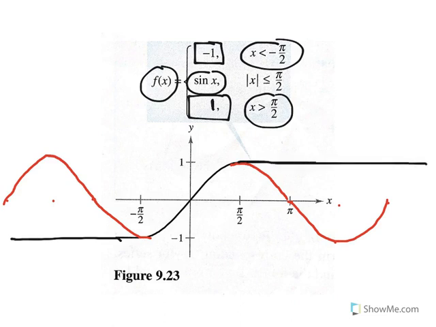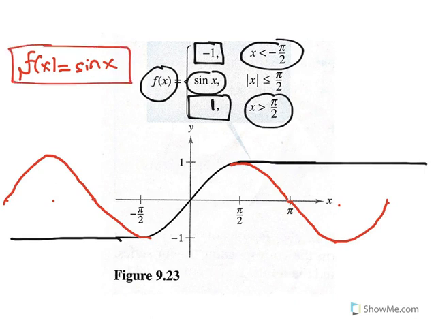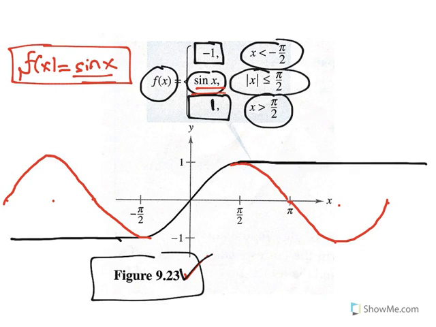So what does this have in common with the function that we worked with yesterday? Well, we worked with the function f of x is equal to sine x yesterday for all real numbers. So that was our function yesterday, and that is represented in red here. What does it have in common with the function from figure 9.23? Well, it's the same rule, sine x, but the function from figure 9.23 only uses that rule on the interval from negative pi over 2 to positive pi over 2.